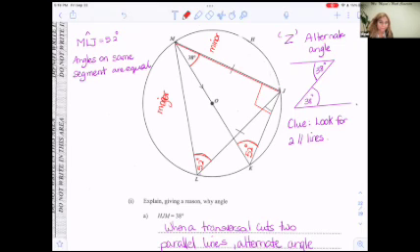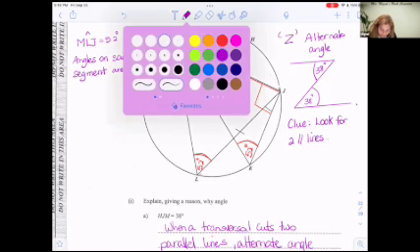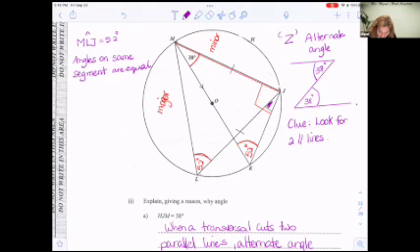You with me so far? It's seeing the angles on the same segment. So we want to work out the last part, which is this little piece here. This angle. Watch how we're going to do it. I know this is an isosceles triangle. So if this is an isosceles triangle, here is 52, so here must also be 52.